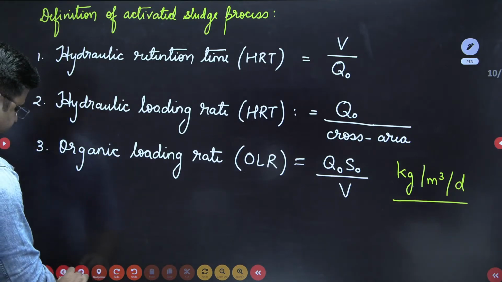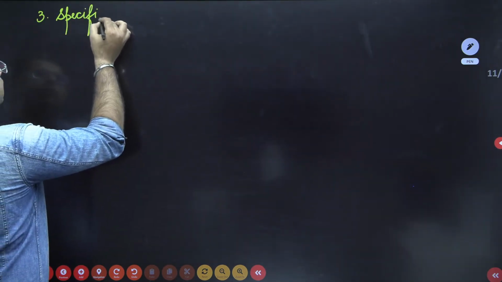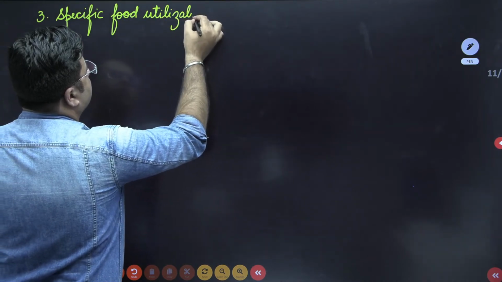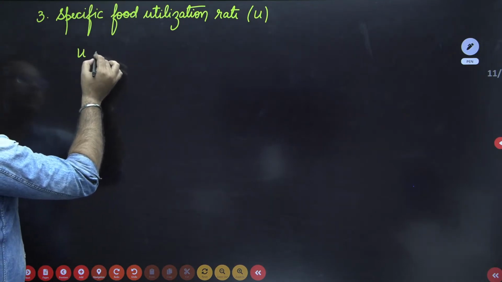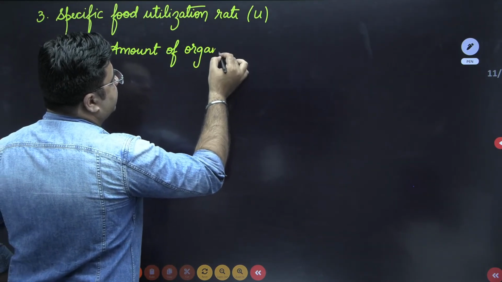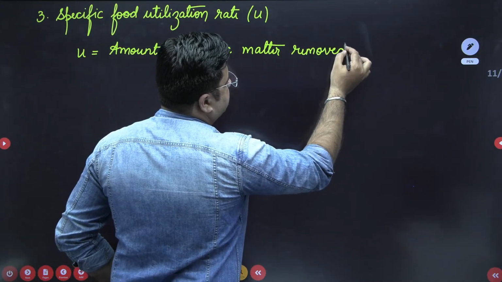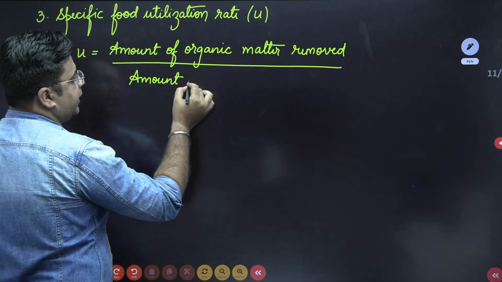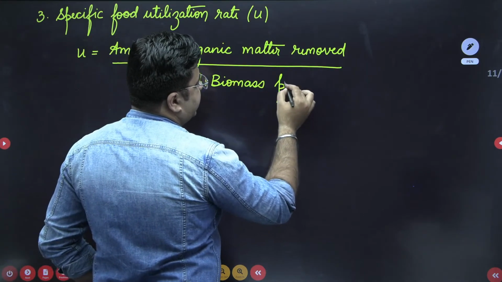Next one is your specific food utilization rate, denoted by U. So it is defined as the amount of organic matter removed by the system divided by the amount of microorganism or the amount of biomass present in the aeration tank.